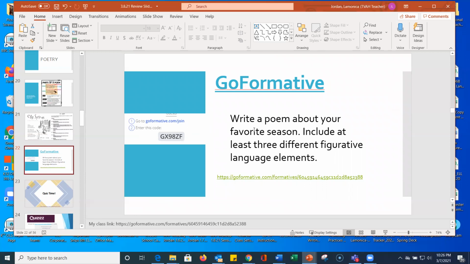All right, go to Formative. Write a poem about your favorite season. Include at least 3 different figurative language elements. So you're going to click on this Go Formative link. It should take you right there. Write at least 7 sentences. I'm sorry, write at least 1 stanza. That's 4 lines. It can be free verse, it can have a rhyme scheme, but write a poem about your favorite season. Try to include at least 3 different figurative language elements.